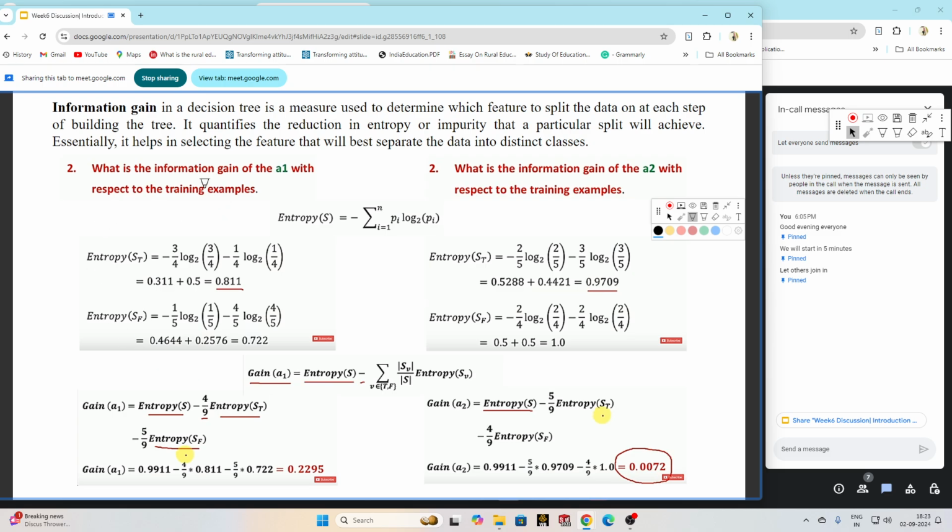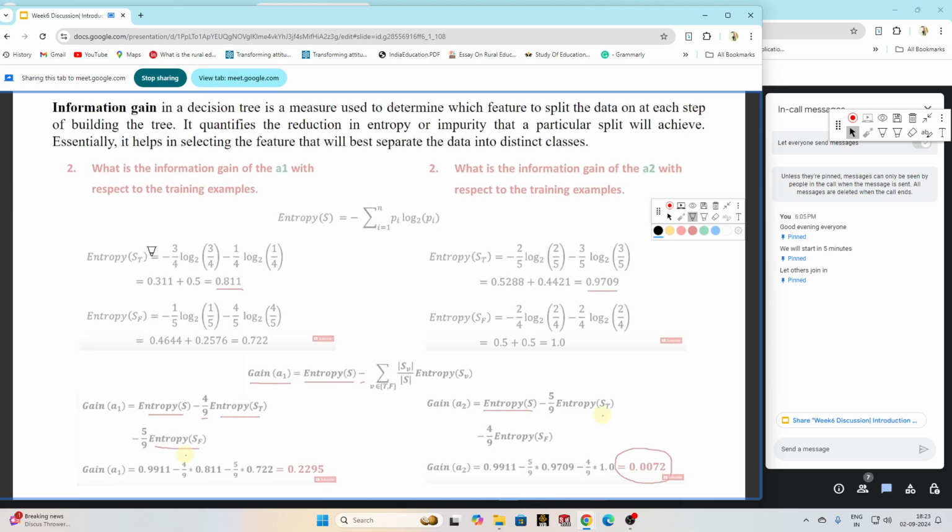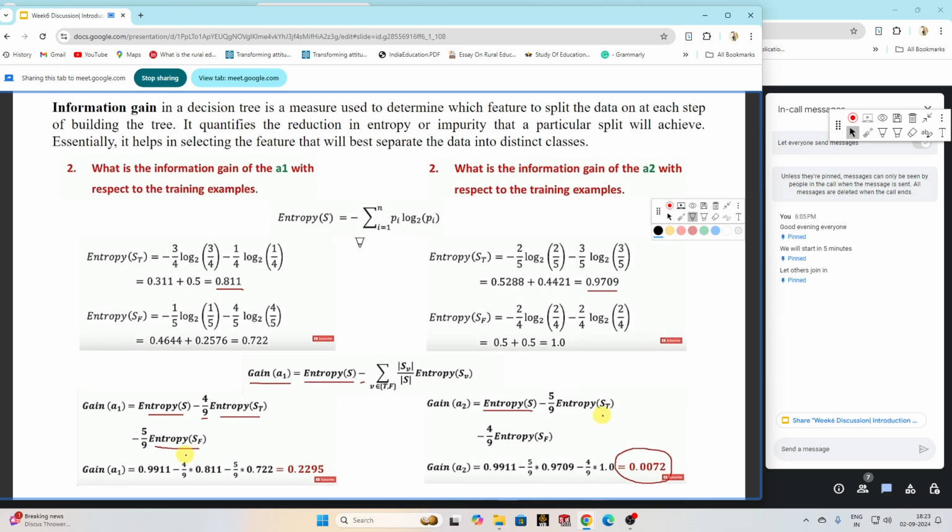Now, information gain with respect to a1. We will take these two, a1 and a2, but not the third, because a1 and a2 are categorical inputs. So, information gain of a1. Again we have to find the entropy. Earlier we found the entropy of the whole set, but now as we are interested in a1, we will focus mainly on a1. So we will find the entropy of a1.